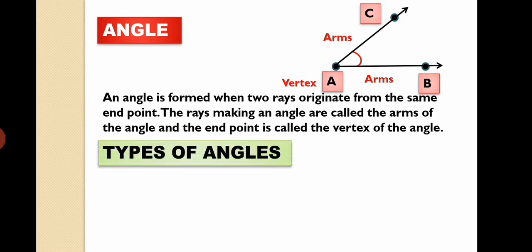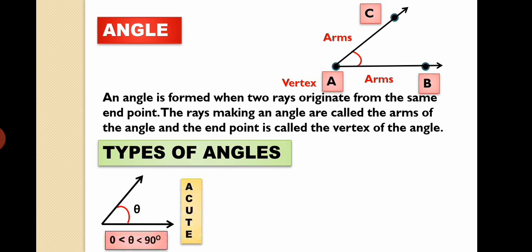Let's see types of angles. You can see this diagram students. Here the angle is theta and you can see theta is less than 90 degree. It means if any angle is measured less than 90 degree, this type of angle is called acute angle. It means if any angle is greater than 0 degree but less than 90 degree, it is called an acute angle.